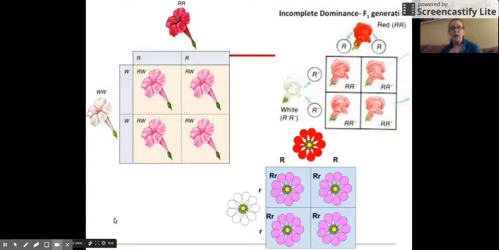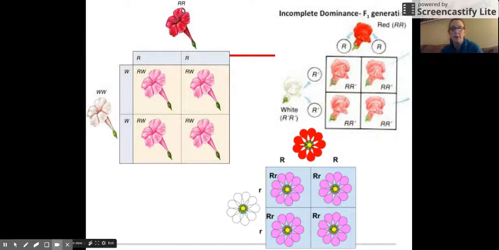Now this one, I warned a lot of you guys about using different letters. This is kind of why I didn't want you to use different letters in the complete dominance, because you can use different letters in this one, okay? As long as you remember that it's all about flower color here. Just because we have a different letter doesn't mean we're talking something different from flower color, okay?